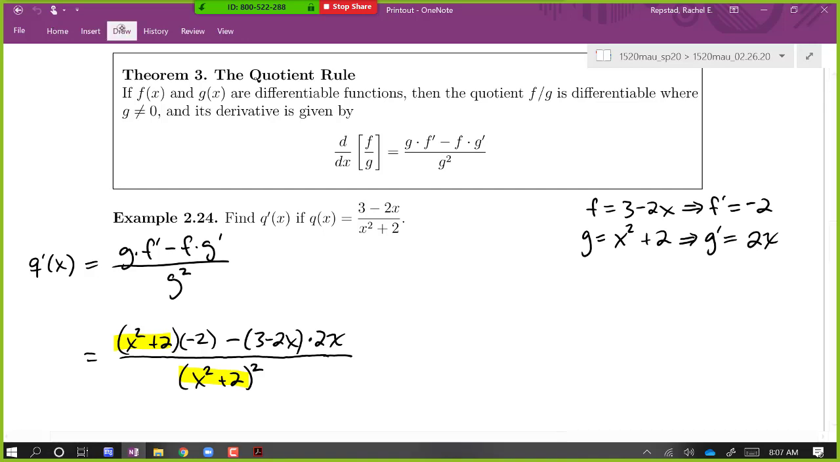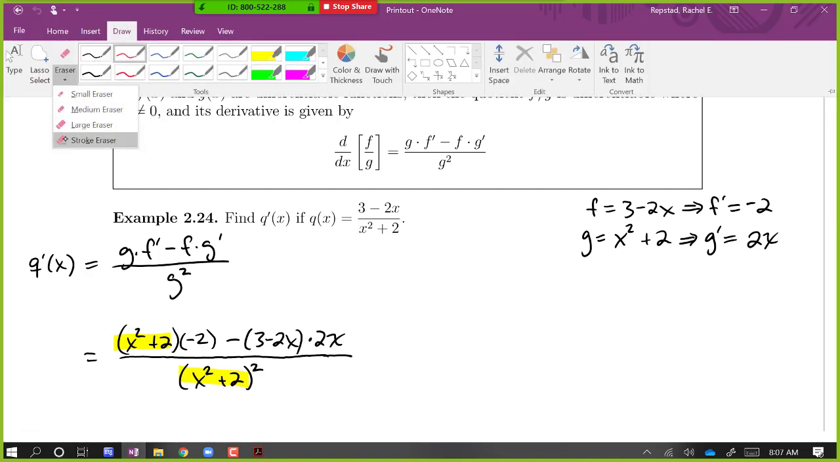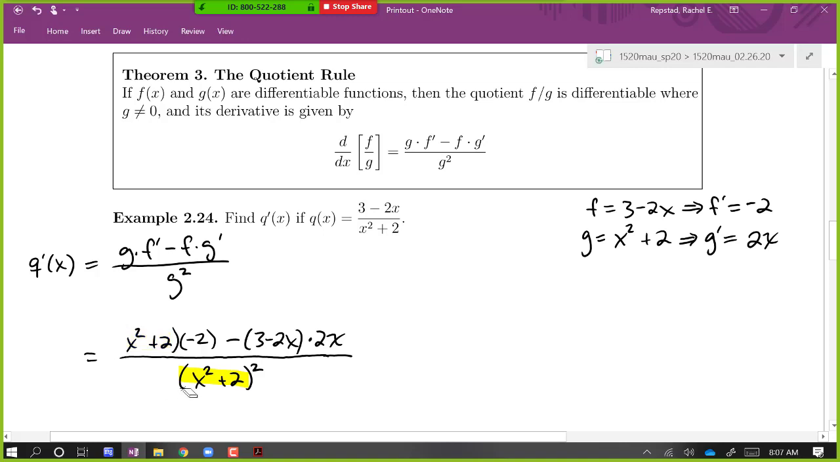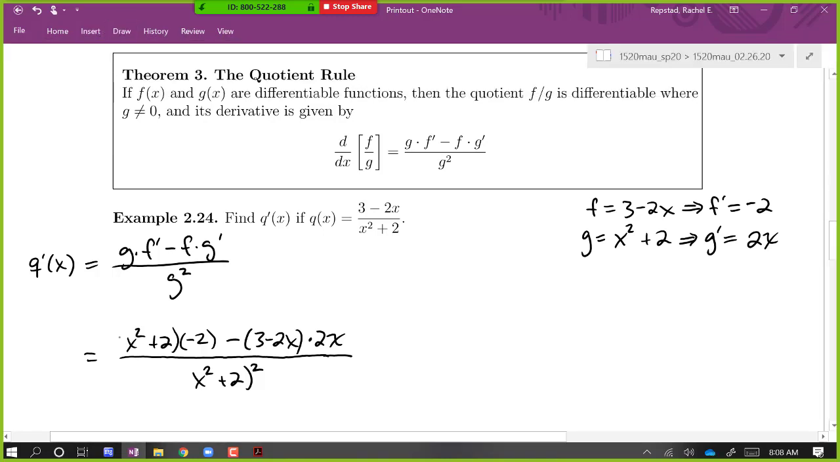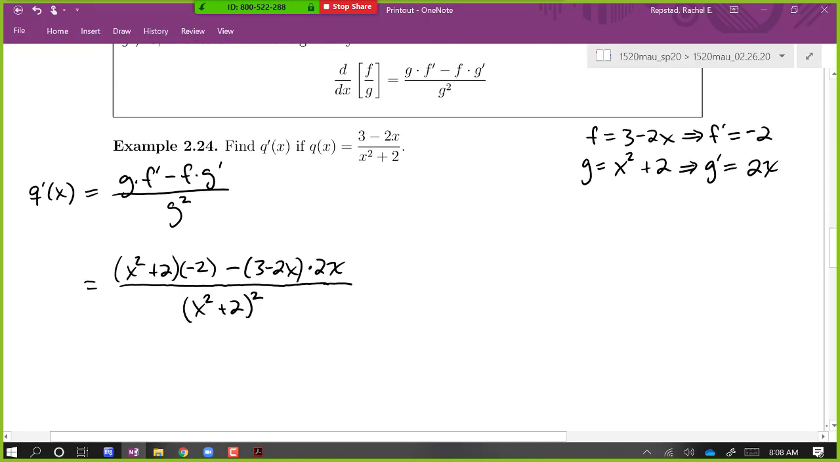And so the only thing we can do is expand the numerator and then simplify it. So I'm going to distribute that negative 2: minus 2x squared minus 4. I'm going to distribute this 2x, but also this negative through there. So we've got a minus 6x plus 4x squared.